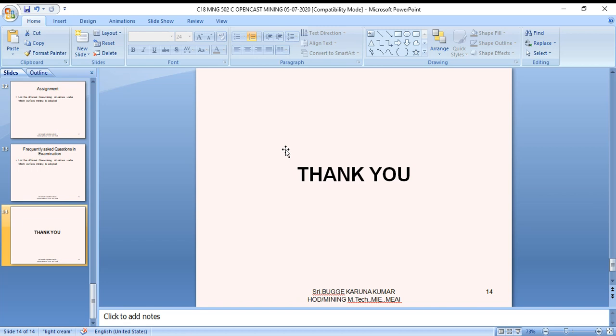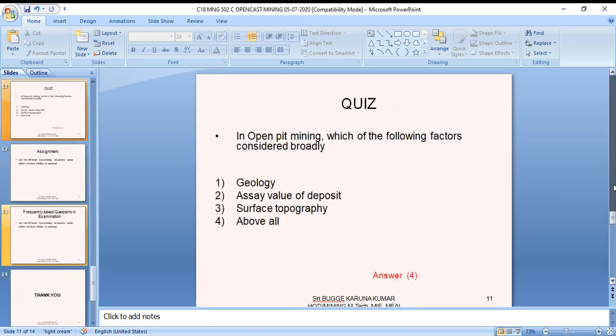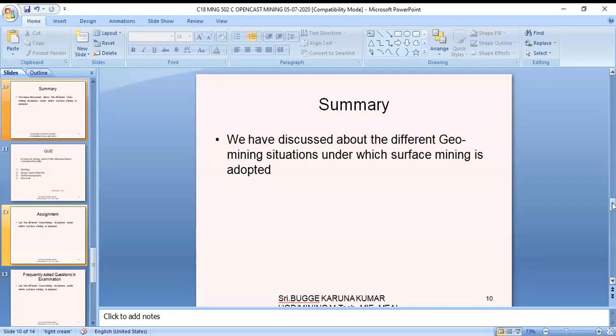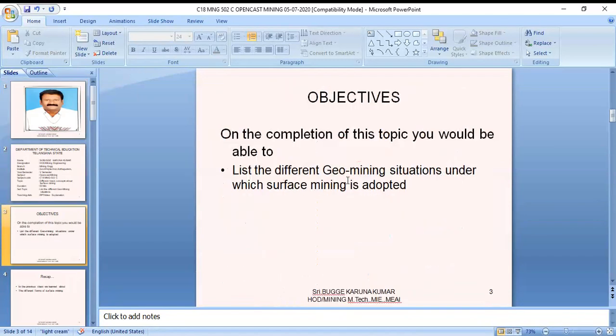So the geo-mining situation: I hope all understand the geo-mining situations under which surface mining is adopted. I am going to repeat this for one second with the slides. See once at a glance all the slides, once again.